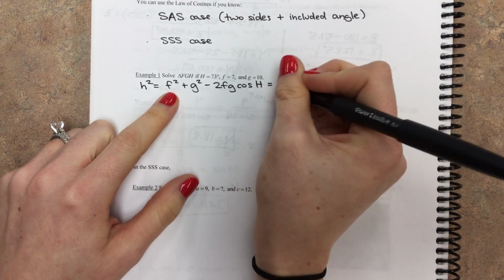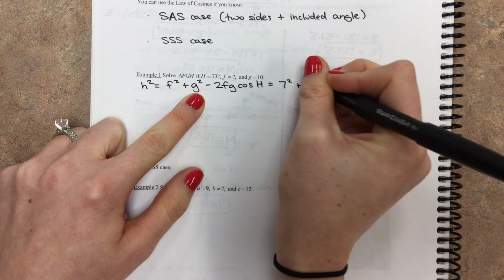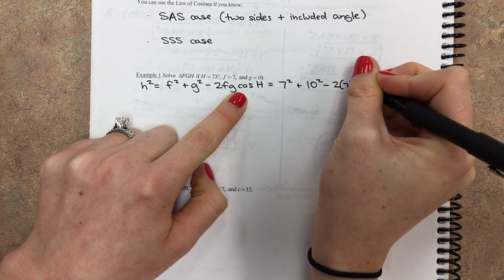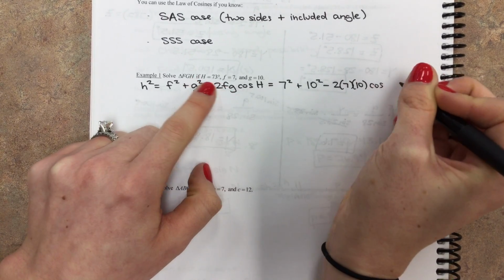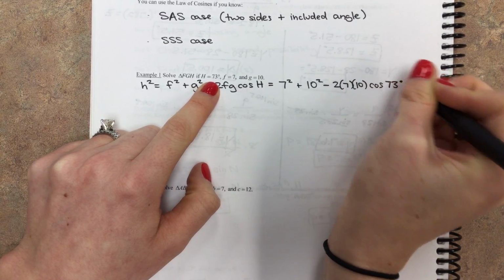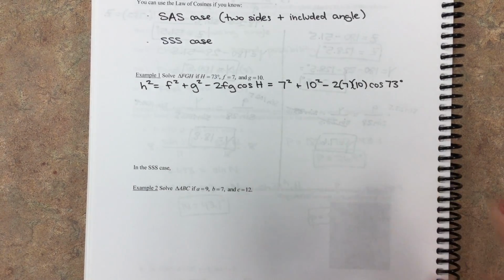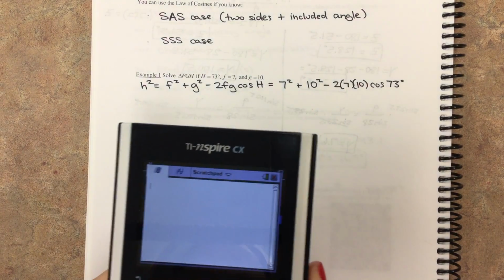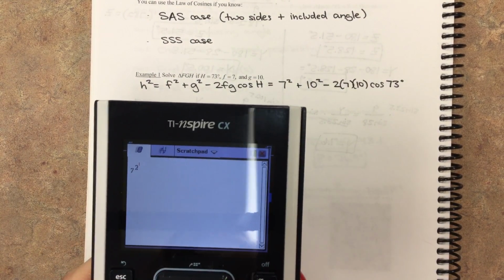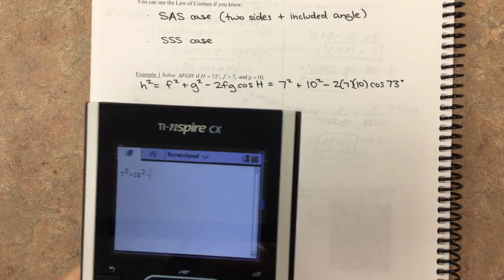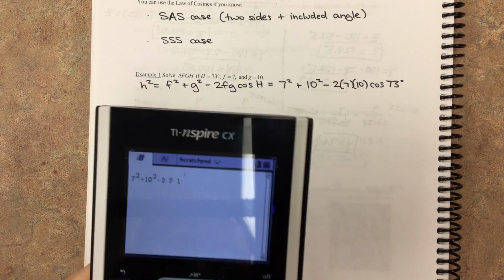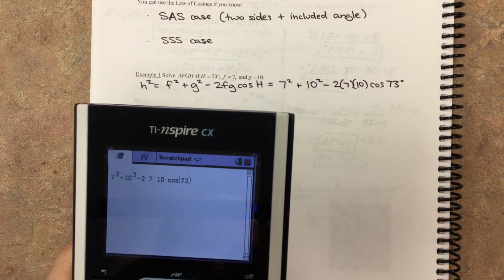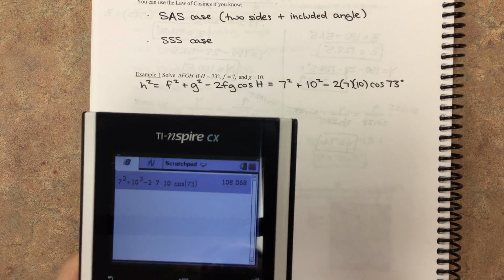So plug everything in. We've got 7 squared plus 10 squared minus 2 times 7 times 10 times the cosine of h, which is 73 degrees. This whole thing is going to get plugged into your calculator, and that should be pretty easy. So we plug in 7 squared plus 10 squared minus 2 times 7 times 10 times the cosine of 73. We get this, 108.068.